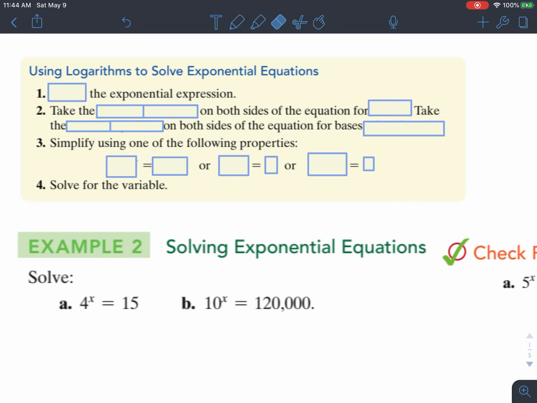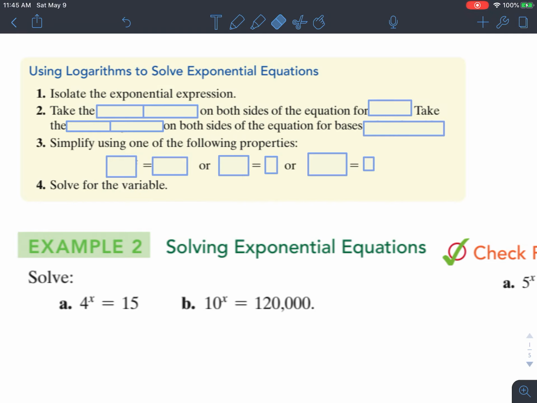Okay. So if you have a situation, and you can look at this example down here, you're never making that 15 into a 4. It's just not going to happen, so you got to have a backup plan. So the first thing you would want to do is isolate the exponential expression. So just get the 4 to the x by itself. If there was a plus 3 on that side or something, you'd want to get rid of that first.